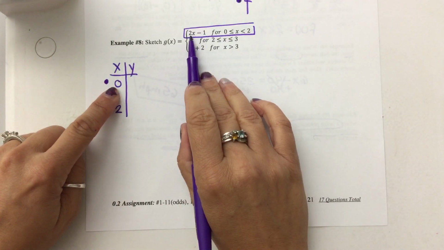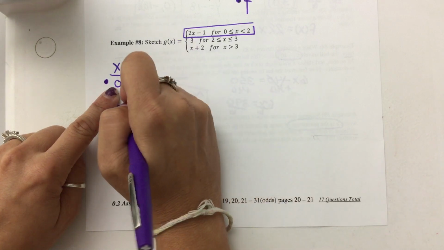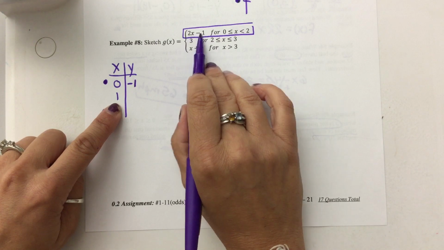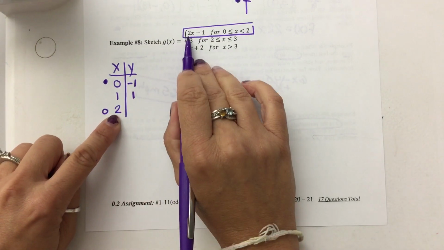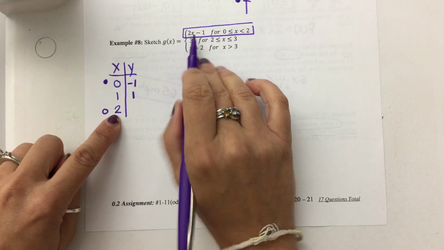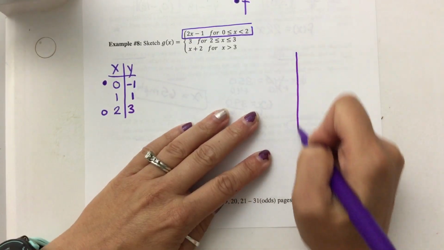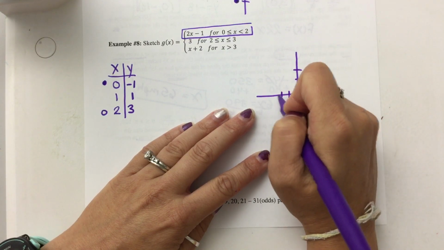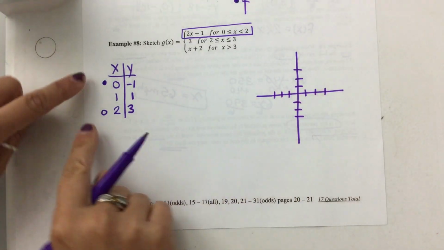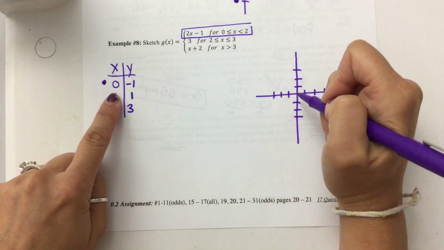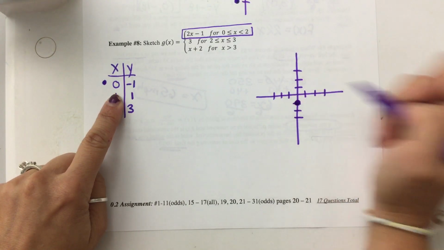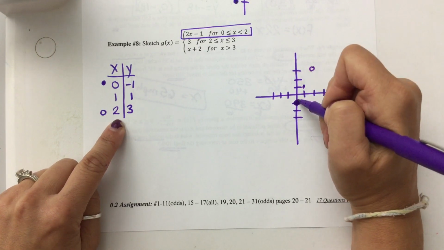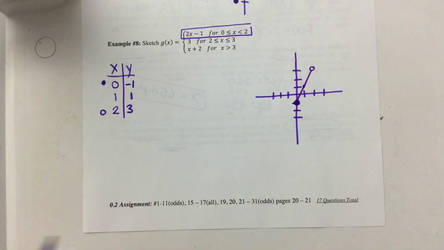If I fill a 0 in, 2 times 0 is 0. 0 minus 1 is -1. If I fill a 1 in, 2 times 1 is 2. 2 minus 1 is 1. If I fill a 2 in, 2 times 2 is 4. 4 minus 1 is 3. That is my first piece. This one, again, is what they call bounded. I have two endpoints, so there are no arrows. 0, -1, filled in circle. 1, 1 is a point. 2, 3 is an open circle. There is my first piece.